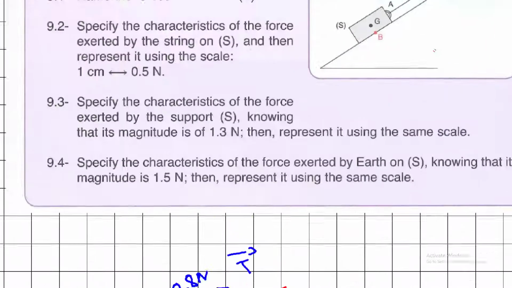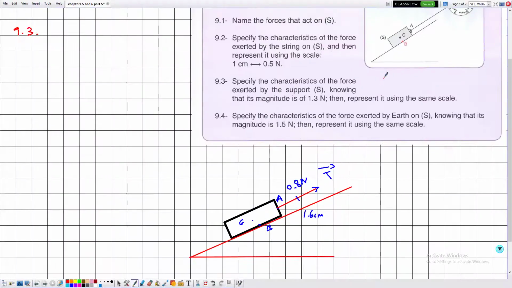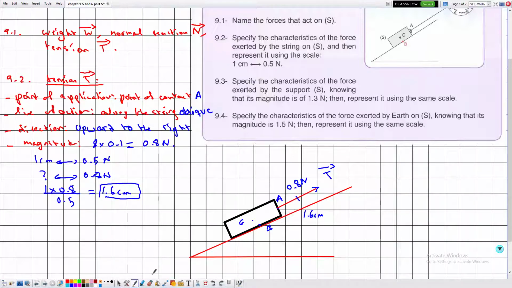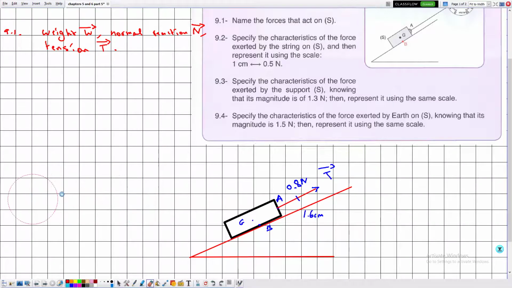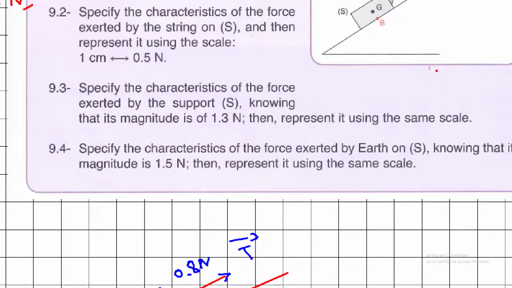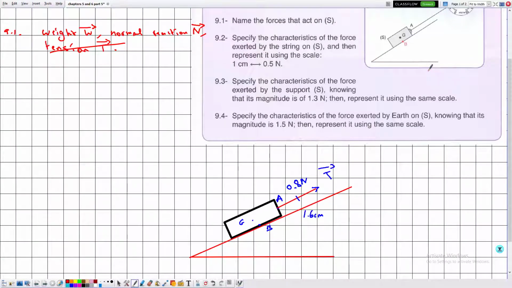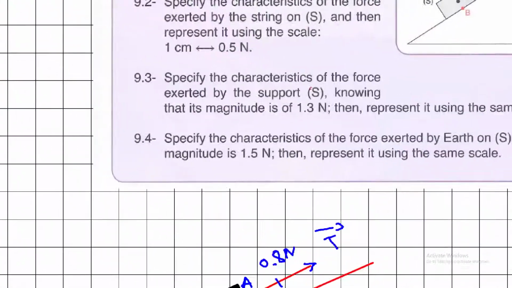Now in 9.3 they are telling me to specify the characteristics. Sorry, let me keep number 9.1 and just erase part 9.2. Now in 9.3 they are telling me to specify. We are already done with the tension. Now specify the characteristics of the force exerted by the support S. So here it must be by the support on S.